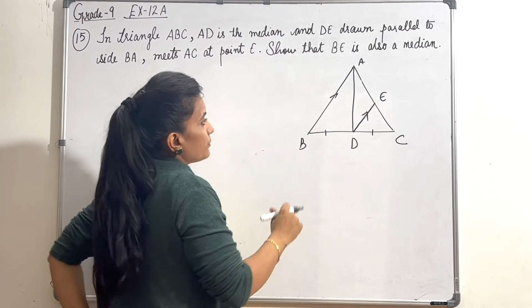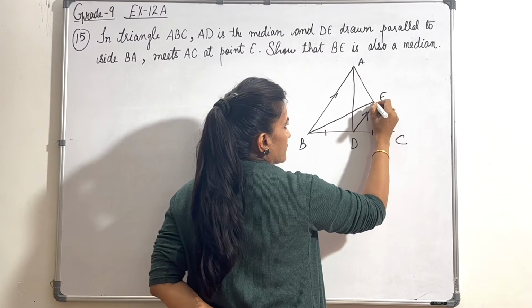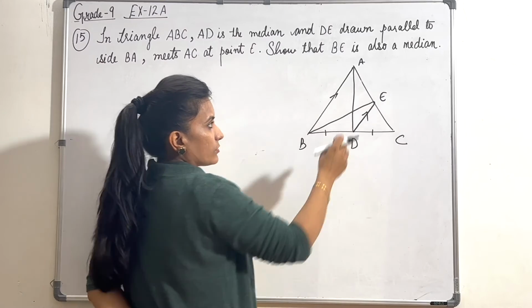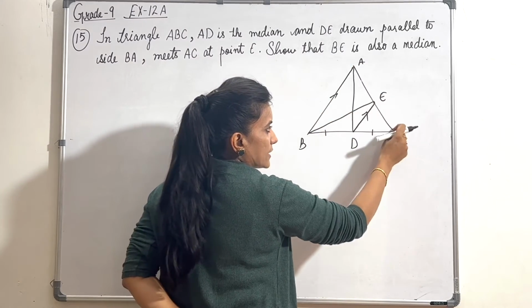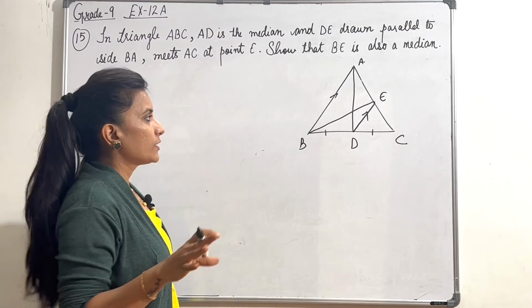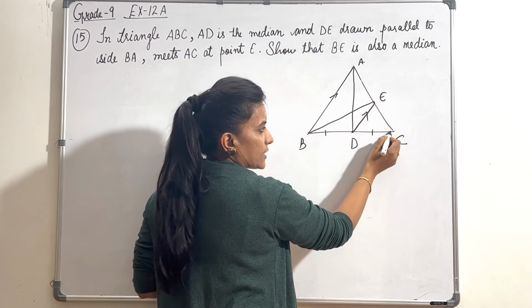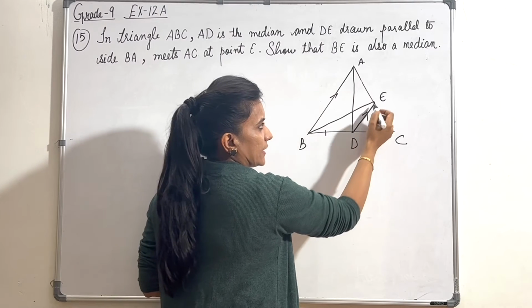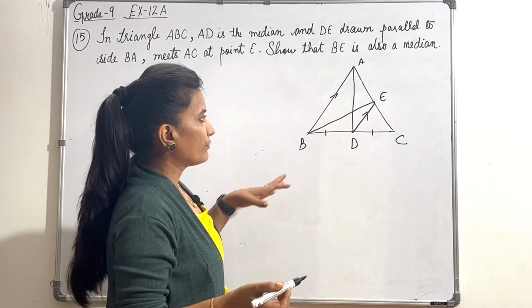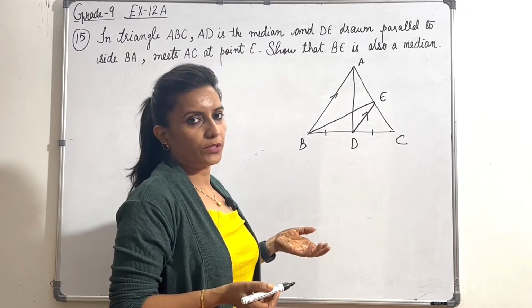Now you have to show that BE. So join BE. You have to show BE is also a median. It means you have to show that AE is equal to EC, or you can say E is the midpoint of AC. So this is a very simple problem. You can see that in triangle ABC, D is the midpoint of BC, it's given, and DE is parallel to BA, that is also given, right? So we can conclude that E is the midpoint of AC from the converse of midpoint theorem, right?